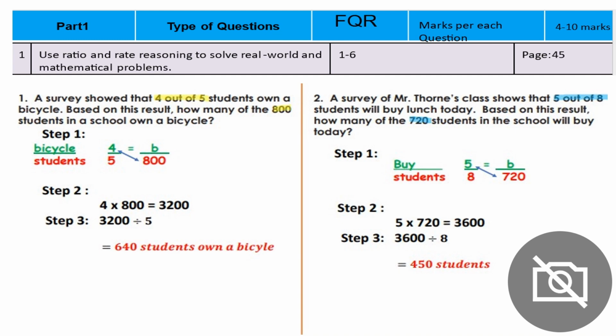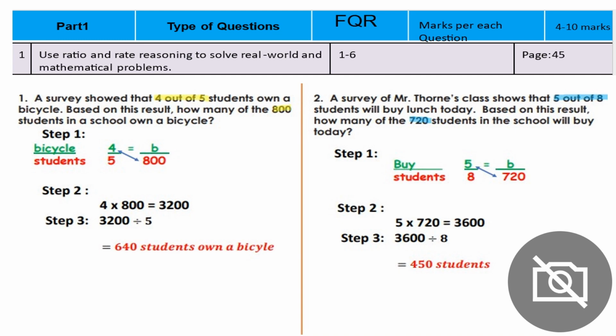So here, this is regarding ratio and rate, the first question. A survey showed that 4 out of 5 students own a bicycle. That is the first value they have given you. Based on this result, how many of the 800 students in a school own a bicycle? So see here, bicycle and the total number of students are the first data which they have given you. So 4 out of 5. 4 students have a bicycle out of 5. How many students have a bicycle out of 800?